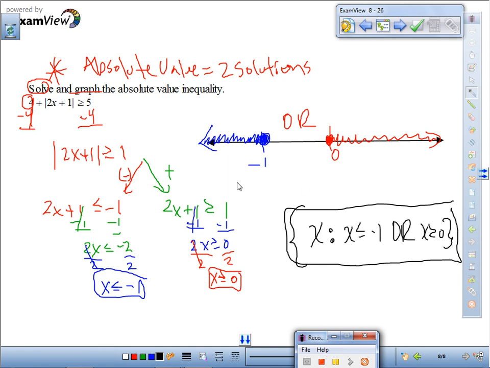Again, for the absolute values, whether it's an equation or an inequality, don't forget to make a note. As soon as you see it, you need to write absolute value equals two solutions so that you won't forget. Because many times we get so involved with the multiplication and all the stuff of solving that we forget that we need to have two different solutions. Okay? All right, let's continue.